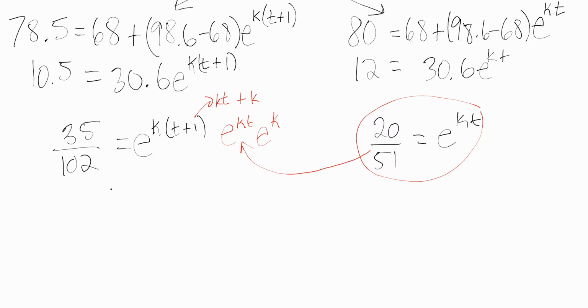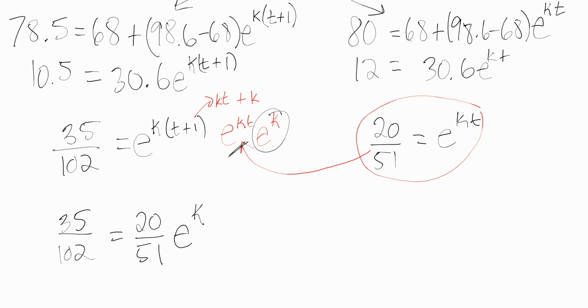So now, putting all of those together, we have 35 over 102 equals, remove e to the kt from the left side and replace it with 20 over 51, but then leave this e to the k here as still part of our work. Dividing both sides by 20 over 51 and simplifying, we get that 7/8 is equal to e to the k.